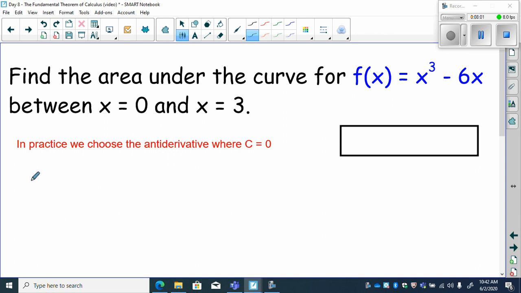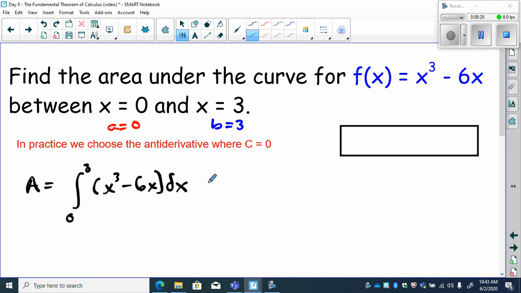So to set this up, I can say that A equals the integral from 0 to 3, a value of 0, b value of 3. So a is 0, b is 3. And I'm integrating this function right here, x cubed minus 6x. And I'm integrating with respect to x.